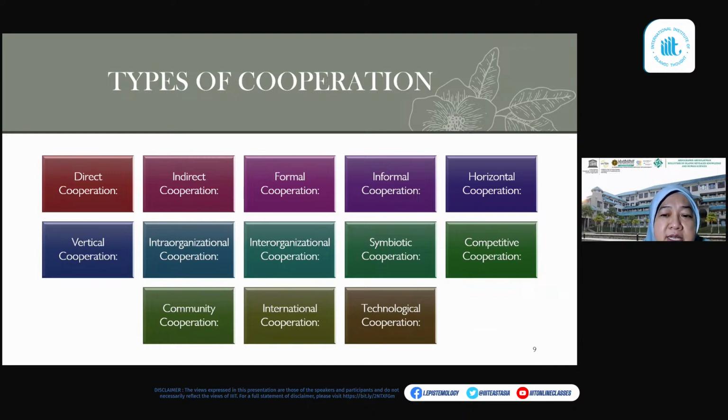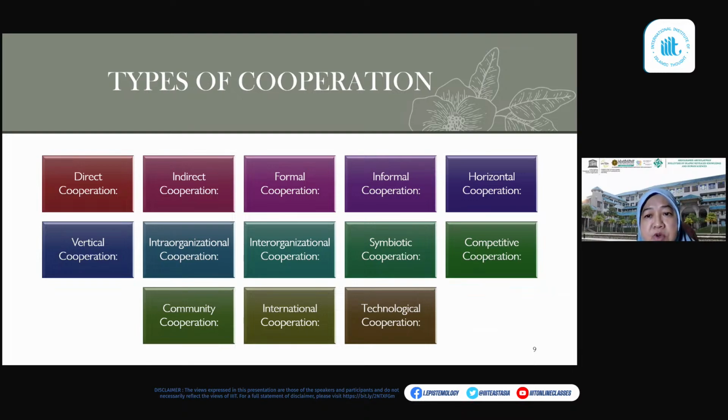International cooperation is cooperation between countries or international organizations. We have the United Nations. We have, just now we talked about the D8. We have ASEAN. These are international cooperation. And finally is technological cooperation, a collaboration in the field of technology to develop, share, or improve technological innovations. Sometimes it can be in the form of a joint research project between a university and a technology company, or a knowledge transfer project in order to develop new technologies. These types of cooperation highlight the diverse ways in which individuals, communities, groups, organizations, and countries can work together in achieving common goals and addressing shared challenges.